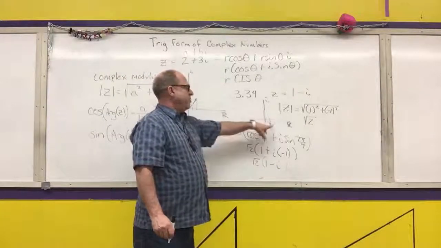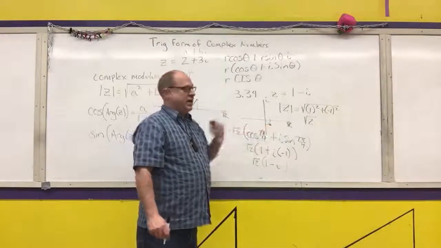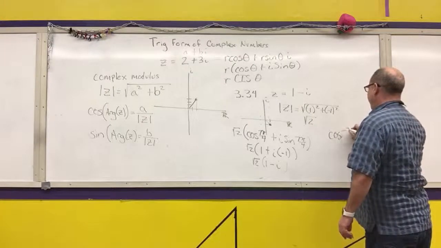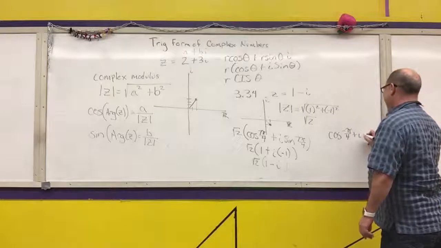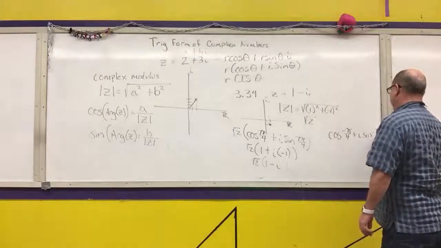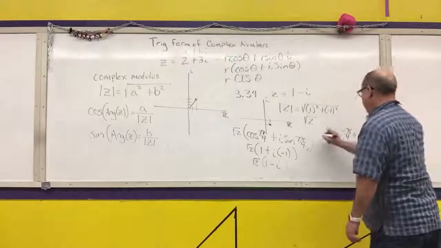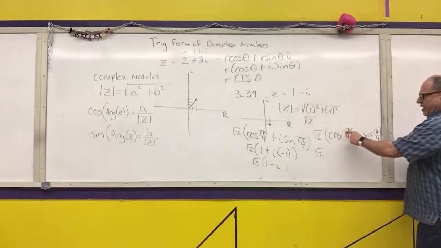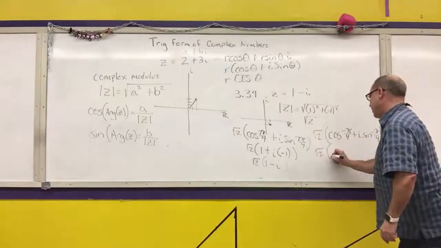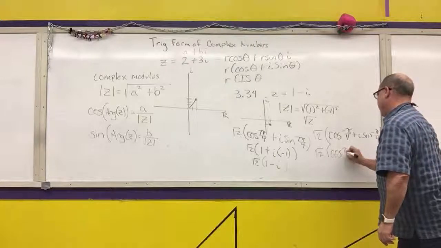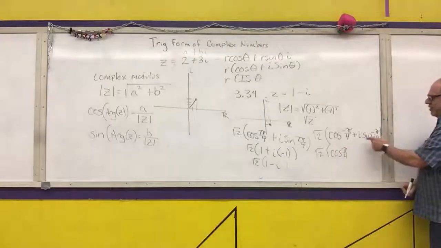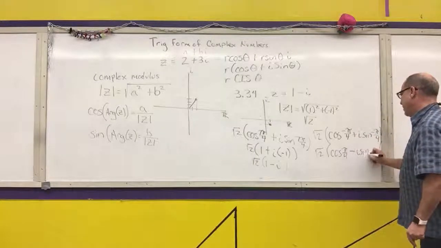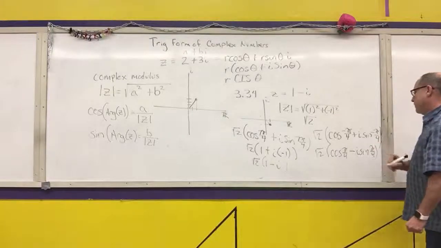Okay, now if I would have put a negative angle in here, I could have done negative pi fourths. So let's talk about that. So I have the cosine of negative pi fourths plus i sine of negative pi fourths, all times the square root of 2. And notice that the cosine of a negative angle is just the cosine of the positive angle. So that would be the cosine of pi fourths. But the sine of a negative angle is negative the sine of the original angle. So I'd have minus i sine of pi fourths.